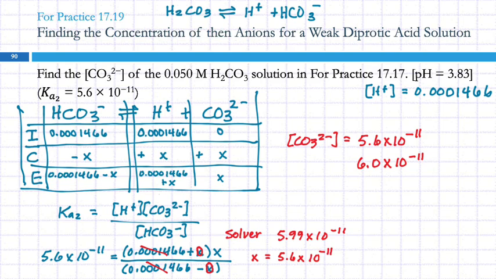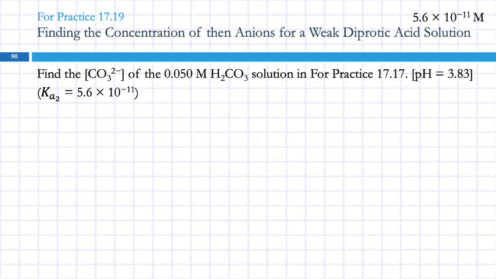Yes? My solver gave 5.59. 5.59. Okay, I probably misheard. That makes more sense. Yeah, so then we've got no trouble at all, because that would round to 5.6. Any questions? That would be molar, 5.6 times 10 to the minus 11.